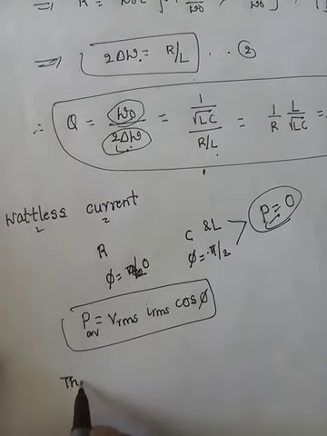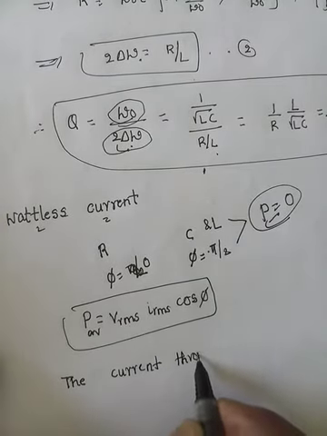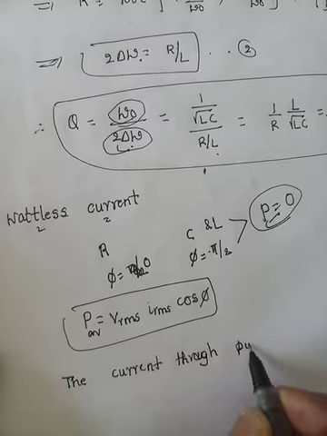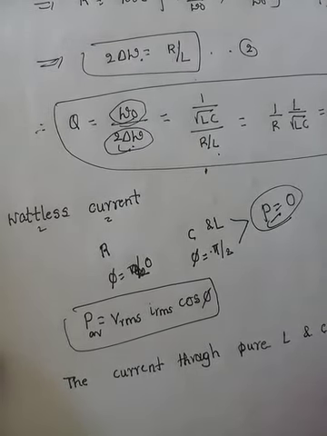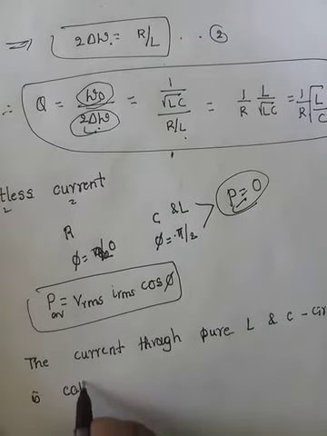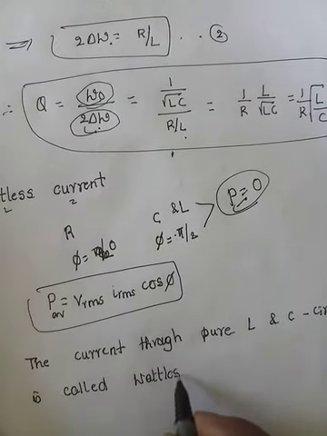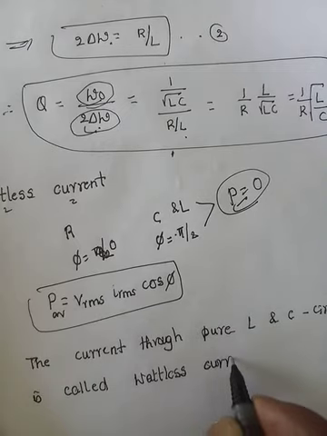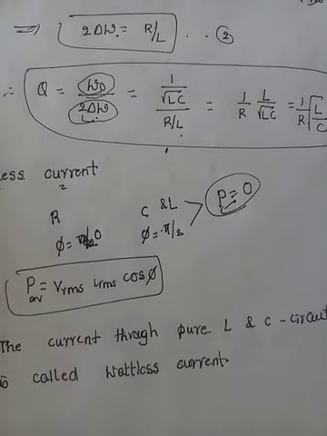The simple statement or definition is only one line. The current through pure L and C circuits, meaning either an inductive circuit or a capacitive circuit, is called wattless current, because the power consumed by either of these circuits is 0. So that's why the current flowing through those circuits is called wattless current. So this is about the LCR circuit and power frequencies.